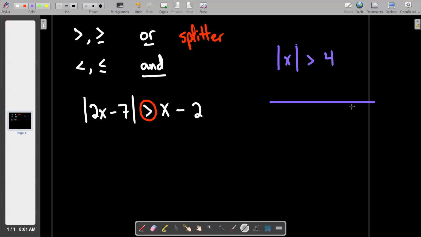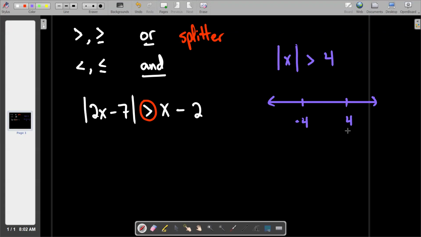does anyone by chance remember what the graph of this winds up looking like? Or maybe more to the point, does anyone remember where the numbers are that solve this inequality? -4 and 4 have a lot to do with this. So let's set those up as our boundaries. So those are our boundary points.